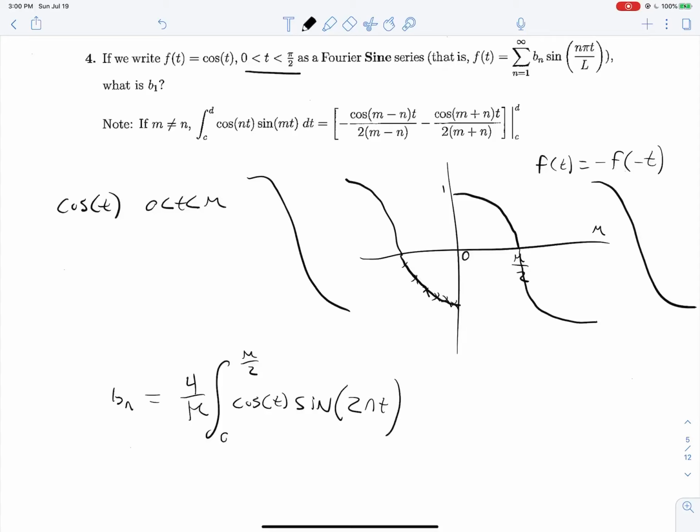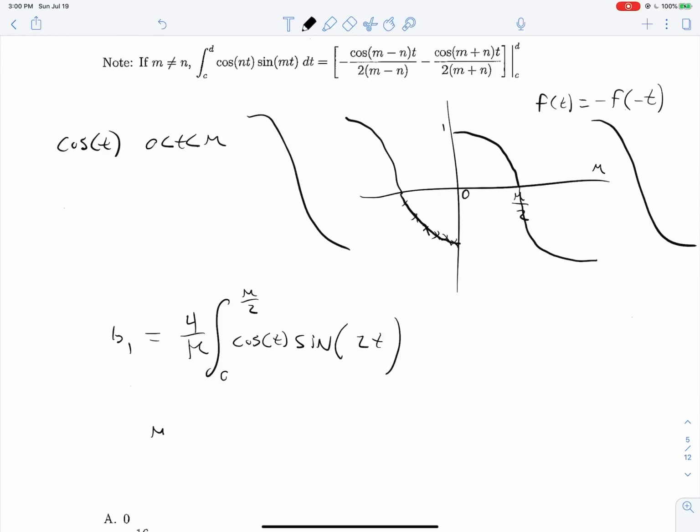Now, it'll make our lives a little easier if we go replace our n's with 1's right now, since we're looking for b1. So let's just do that. And that'll give us 2t in here. They give us a nice formula as well for a generalized integral of this form.